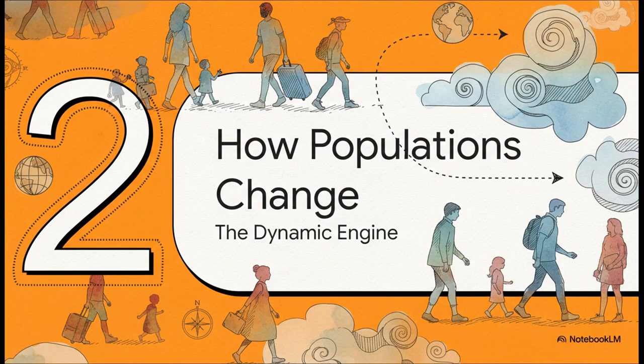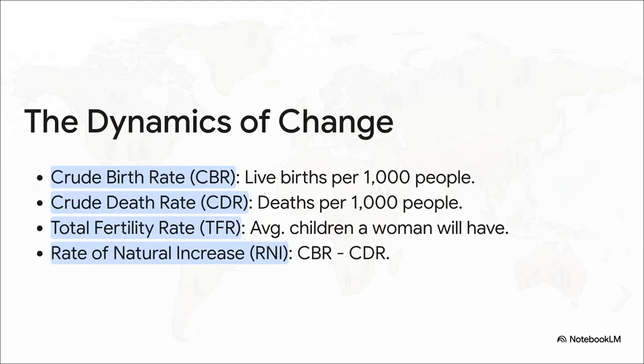So we've got our snapshot of where people are. But populations don't just sit still, right? They are always moving, growing, shrinking. So how do we actually track and predict these changes over time? You can think of these 4 metrics as the dashboard for a country's population. They all work together to give us the rate of natural increase, which is just the growth rate before you factor in migration. And pay close attention to that TFR. The magic number there is 2.1. That's the replacement level, where a population can sustain itself.